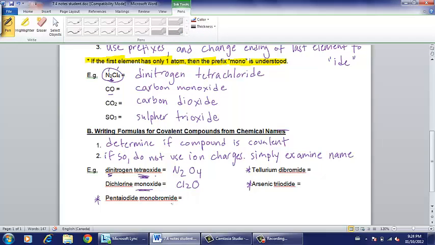Okay, iodine pentaiodide would be I5 monobromide. Tellurium dibromide would be TeBr2. And arsenic triiodide would be AsI3.